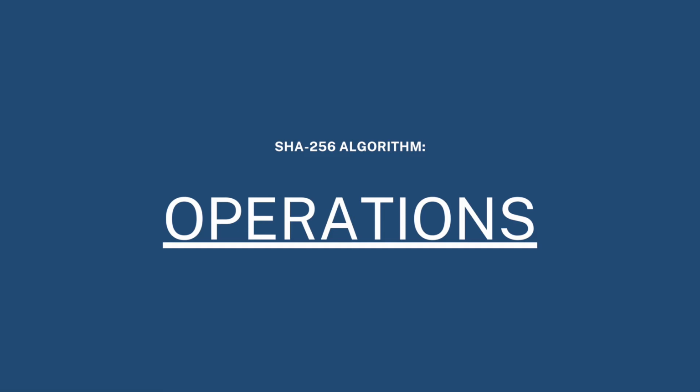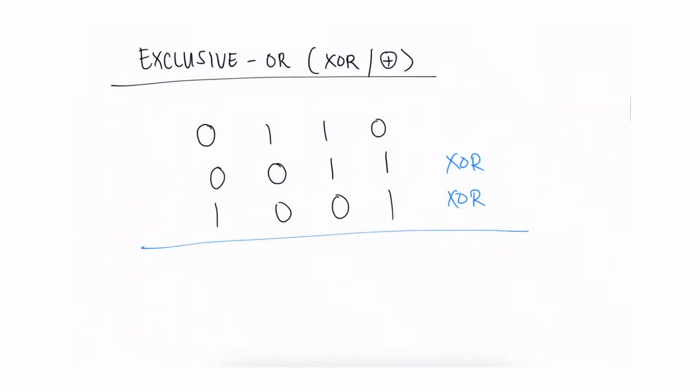Okay, so for our first operation, we have the exclusive or logical operation, which results to a value of true or 1 if the operands have different values and false or 0 otherwise. The XOR operation is used to give a balanced representation of its different operands.